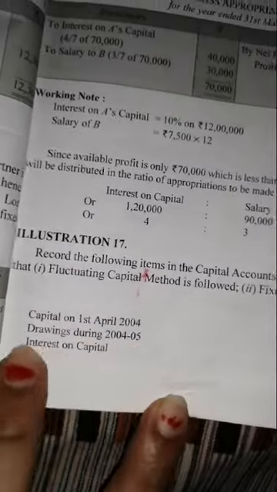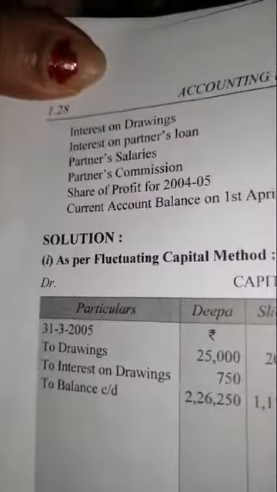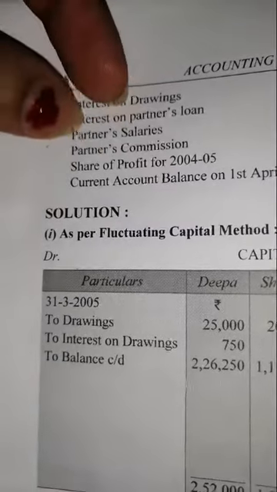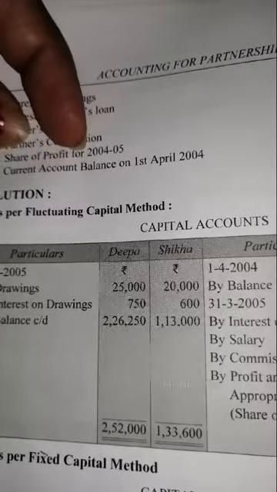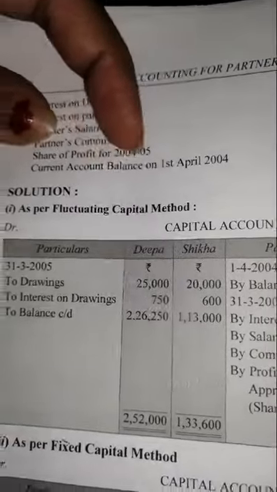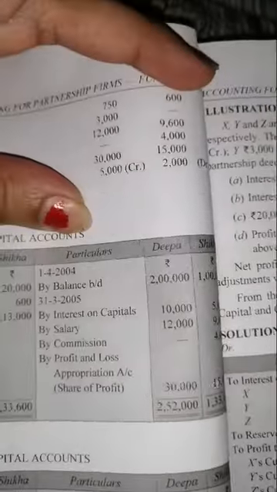They are given some of the entries: capitals are given, drawings are given, interest on capital is given, interest on drawing, interest on partner's loan, partner's salary, partner's commission, and share of profit. It is according to the profit and loss account. Current account balances are also given of both Deepa and Shikha.